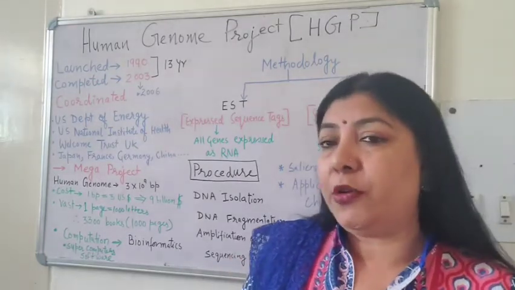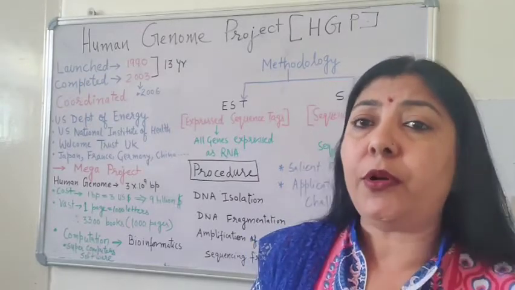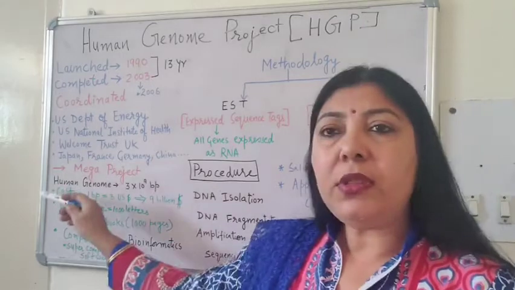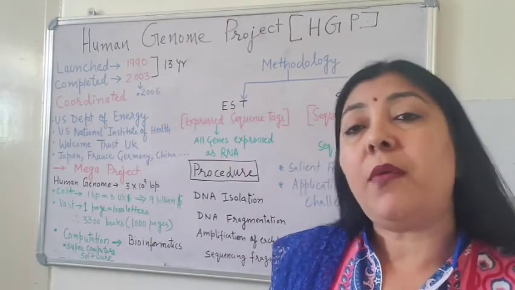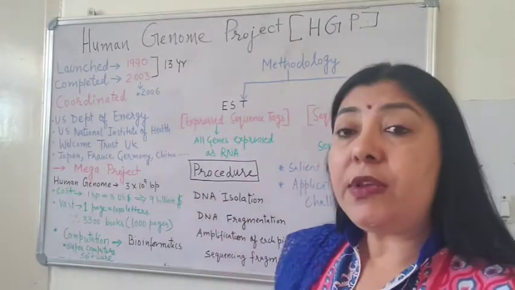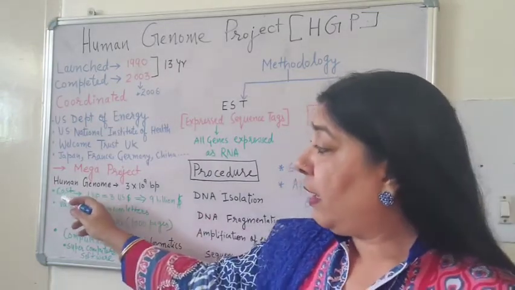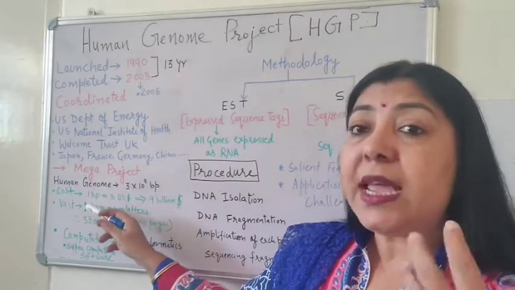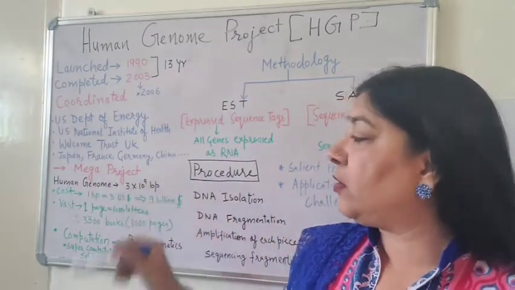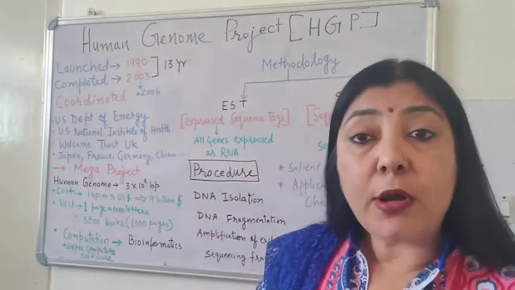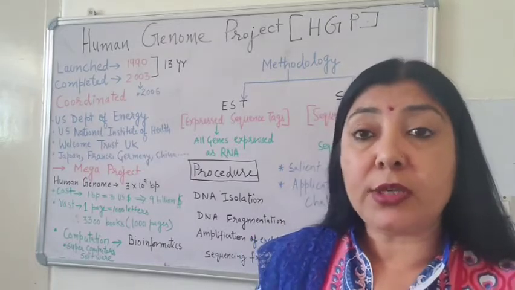Now let's go into the details of the project. This project is called a mega project because of its magnitude. Let's find out. The complete human genome contains 3 into 10 raised to the power 9 base pairs. And if we see the cost of sequencing this genome, it was estimated that sequencing one base pair would cost around $3. So the approximate cost estimated was $9 million. It's a very costly project.